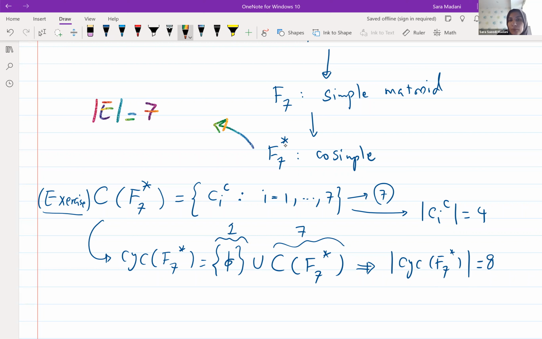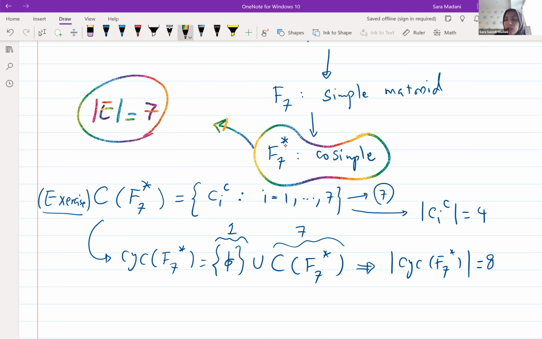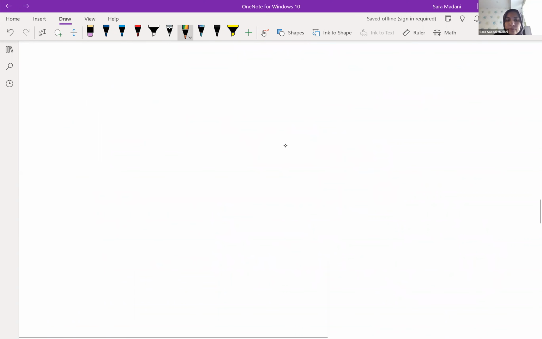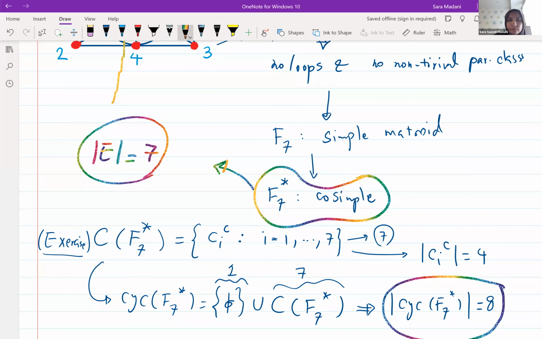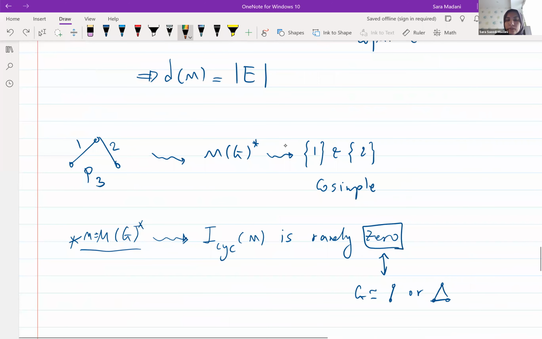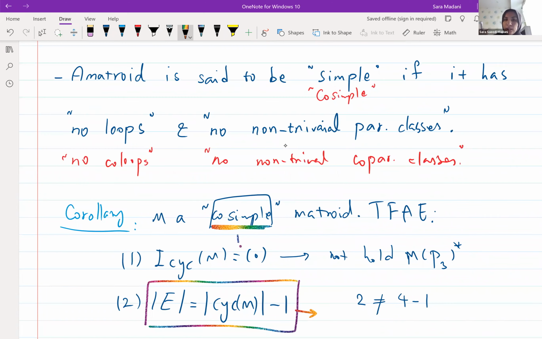So as a summary, now I have a co-simple matroid. Its ground set has 7 elements. The number of cycles is 8. And if I go back to the formula here, what you see says that in the left-hand side we have 7 in our example, and in the right-hand side we have also 7. So 2 holds.